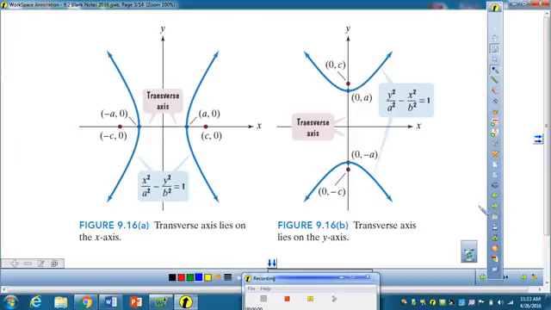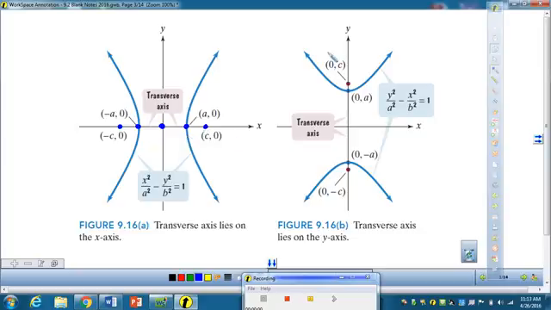Here is the basic shape of the hyperbola. It almost looks like two sort of parabola shapes together. We've got the center of our hyperbola, and these points here are called the vertices. And this time, the points that are on the outside, these are the foci, the focus points. The transverse axis is the axis in which the vertices and the foci are on.